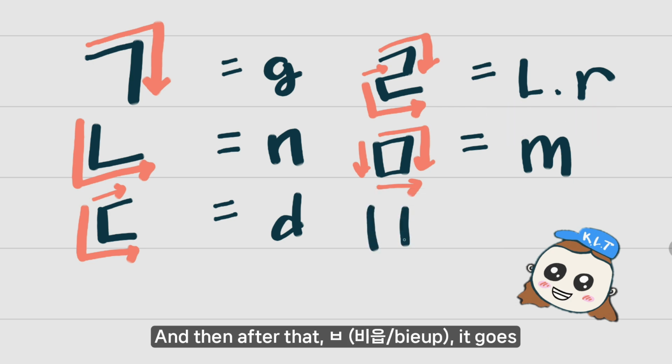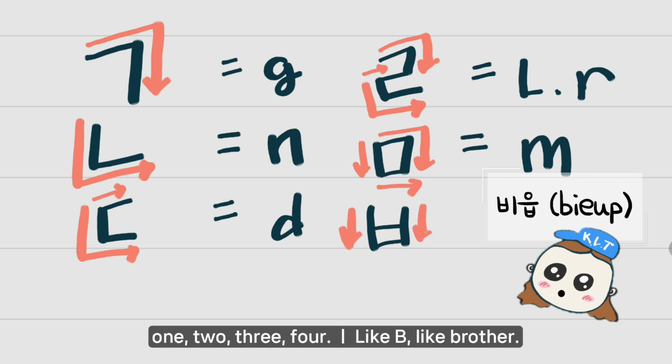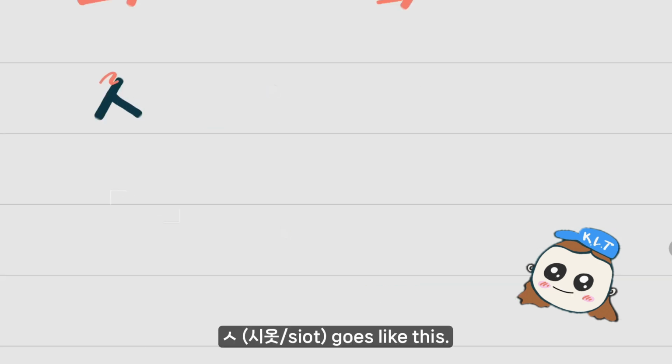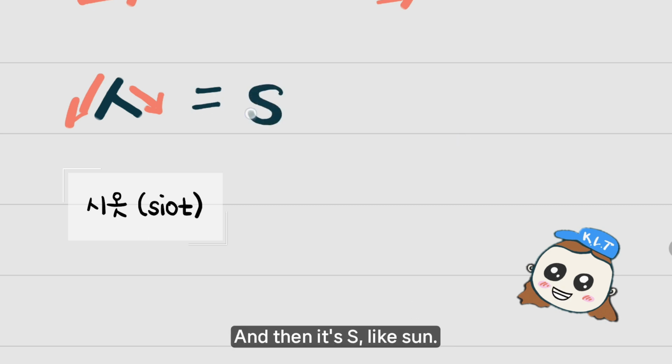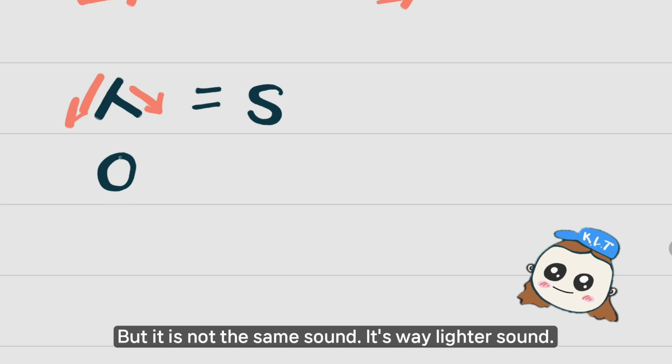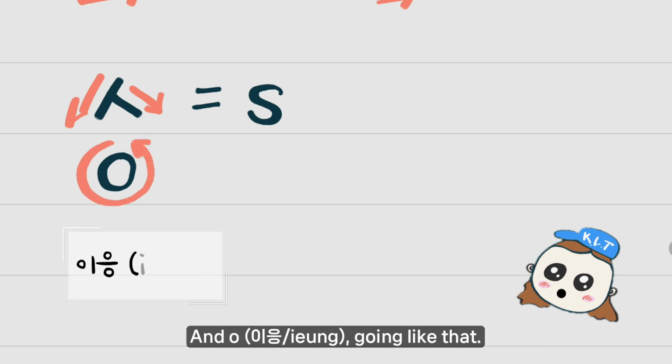And then after that, it goes 1, 2, 3, 4. But it's like B, like brother. 시옷 goes like this. And then it's S, like son, but it is not the same sound. It's way lighter sound. And 이응, going like that.